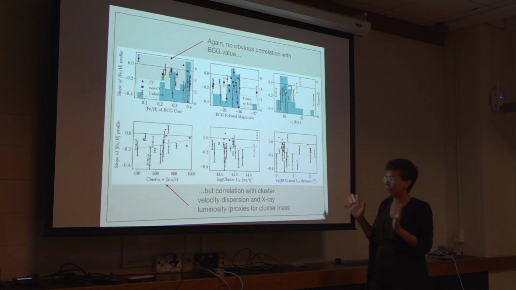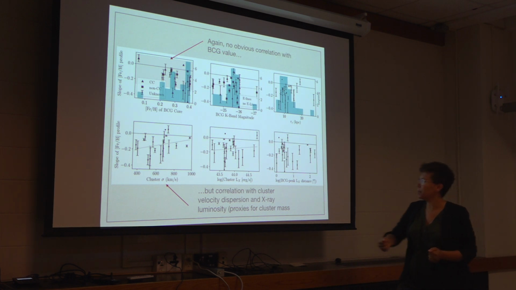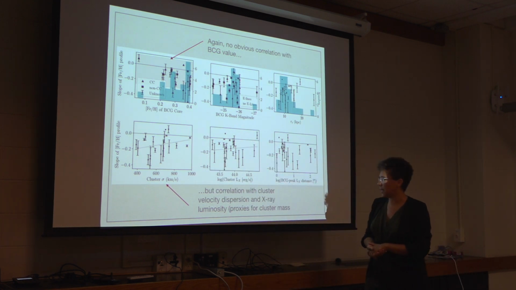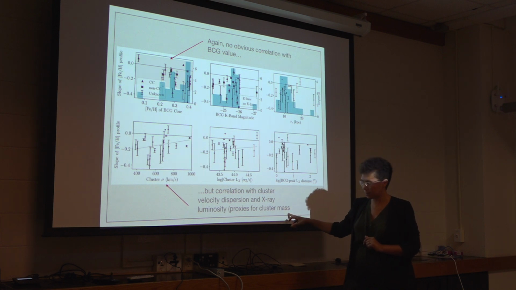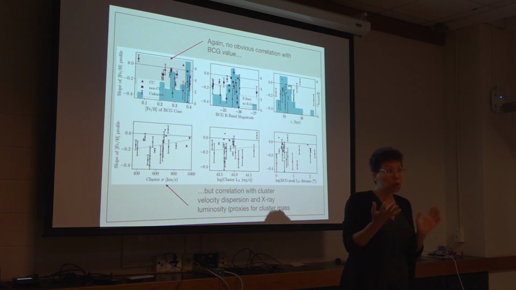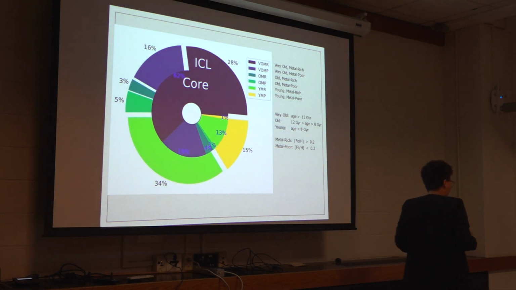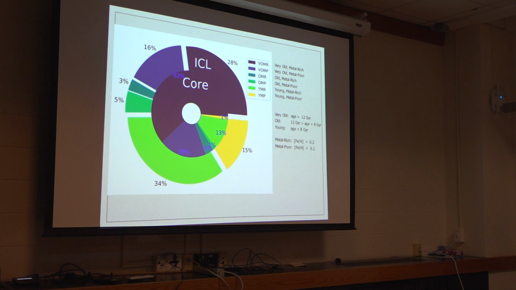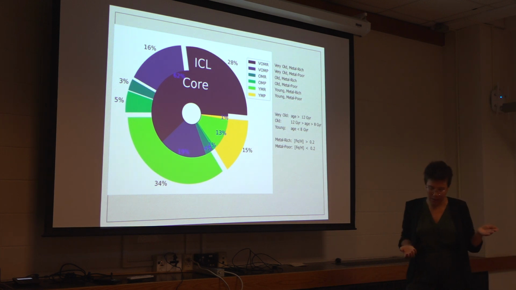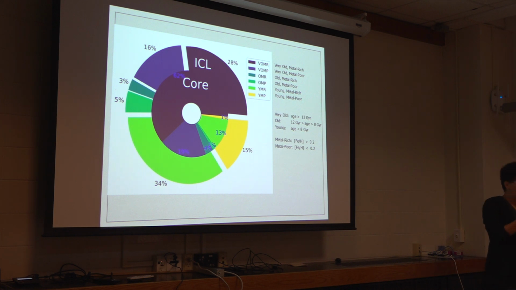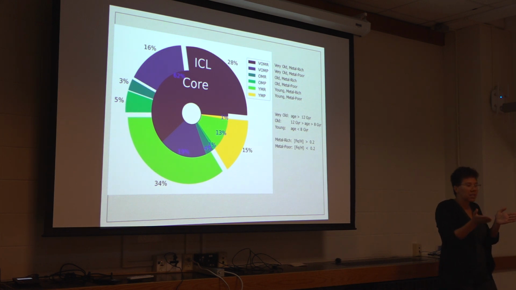But a mild correlation with cluster velocity dispersion and cluster X-ray luminosity, which are both proxies for cluster mass, do appear. We can look a little bit deeper at the stellar populations because the models that we use give not the average population for that fiber, for that region, but give the fraction of each type of stellar population that is required for the best fit.